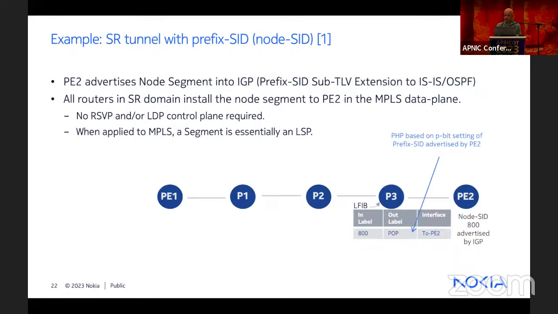So that's P3. Same thing happens at P2. So P2 receives that mapping of the SID, right? So SID of 800 mapped to the destination IP address, the loopback address of PE2. It does a similar sort of thing. It builds an LFIB entry that says in label 800, out label is 800, and the interface that I send it to is the one to P3. So can anyone tell me why we did not do a pop here?